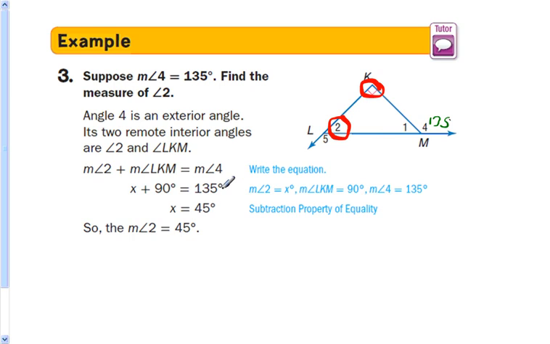Well, we know that angle 4 is 135. They gave us that. And what does that little box right there mean for angle K? It's 90. So if we plug in what we know, here we've got a nice equation. Subtract 90 from both sides and we get 45. So angle 2 ends up being 45. So if we take 45 plus 90, that gives us 135.